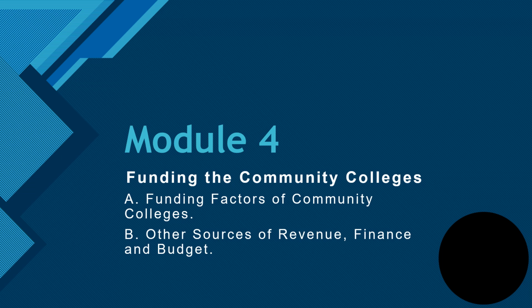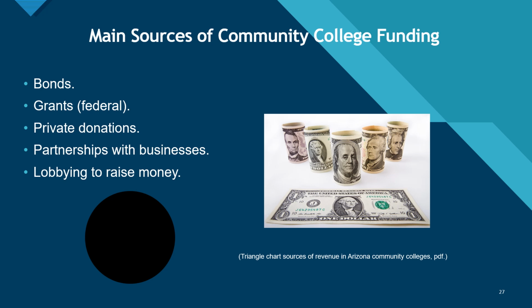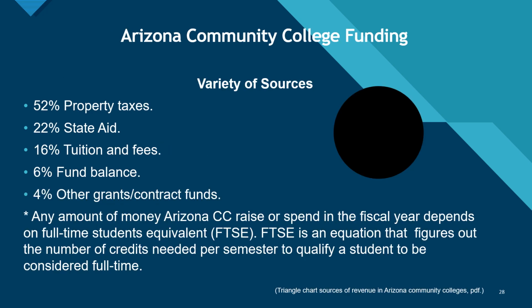Module 4 is funding the community colleges. Main sources are bonds, grants, private donations, partnerships with businesses, and lobbying to raise money. In Arizona specifically, property taxes play a role. This is not the case in all states. There's also state aid, tuition and fees, a fund balance, and other grants or contracts.